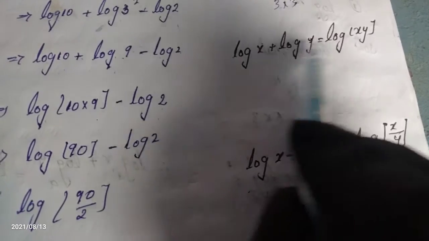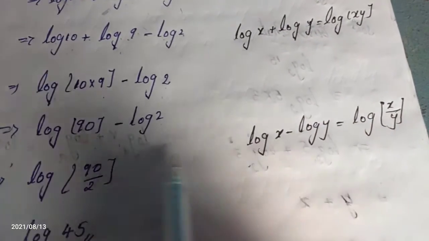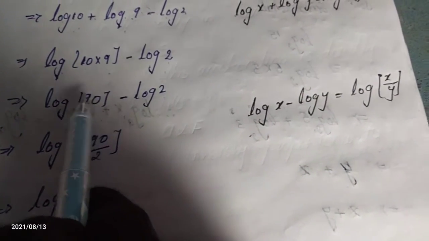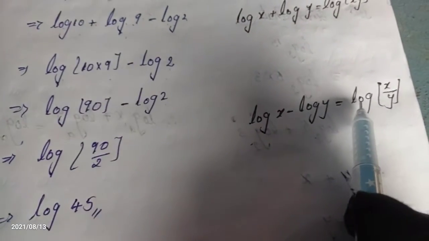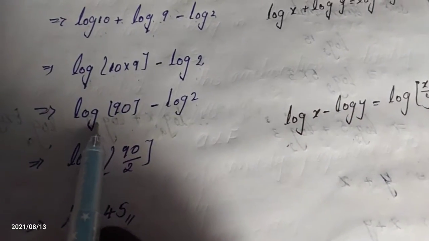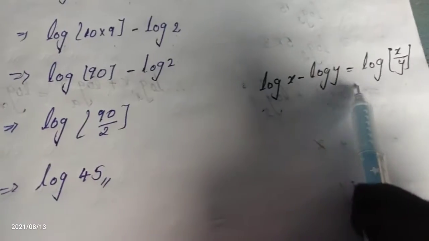If you have the plus, we have to multiply the two terms. Okay, these are the two laws. Here in these problems we have to use these two laws. In this step what we have to do: log x minus log y means log x divided by y. Similarly, log 90 minus log 2 means log 90 by 2, according to this formula.